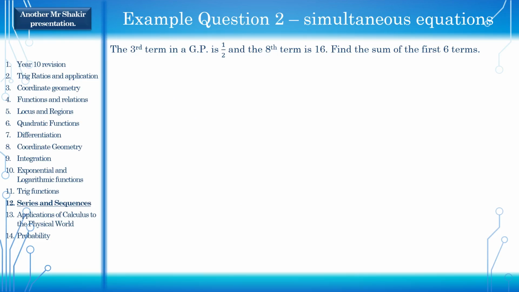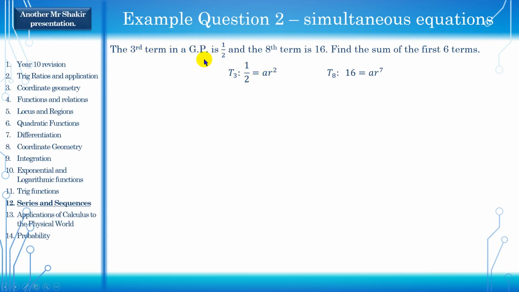Right, so this is where it starts to get a little tricky. The third term in the geometric progression is half, and the 8th term is 16. Find the sum of the first 6 terms. Okay, in series and sequences in general, you'll be given key information. You need to interpret that information. So the thing is the third term, right? So what is the formula for a term in a GP? AR to the n minus 1. So since it's the third term, it'll be AR squared. AR squared is half. So we have converted this piece of information into algebraic form.